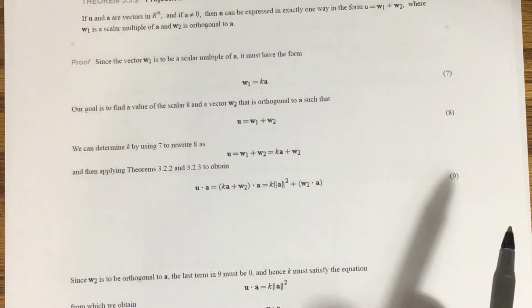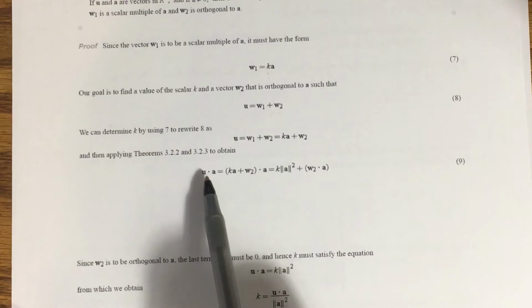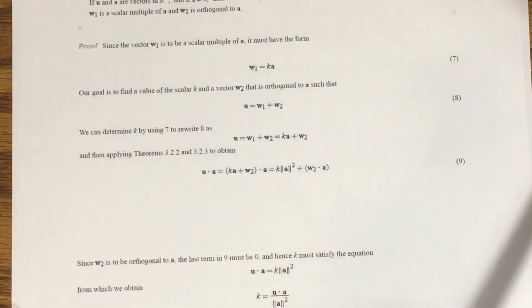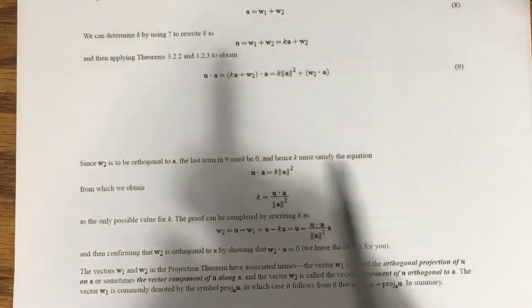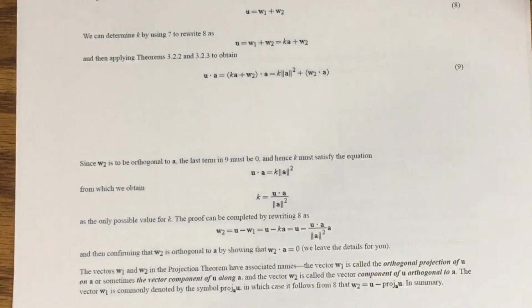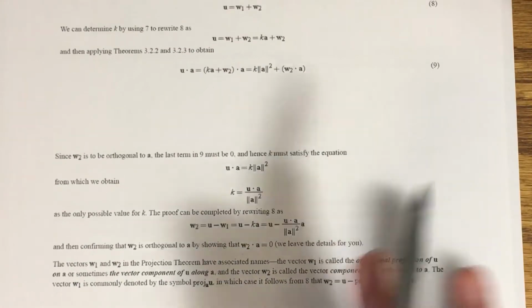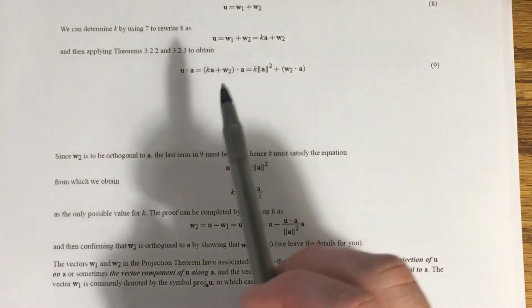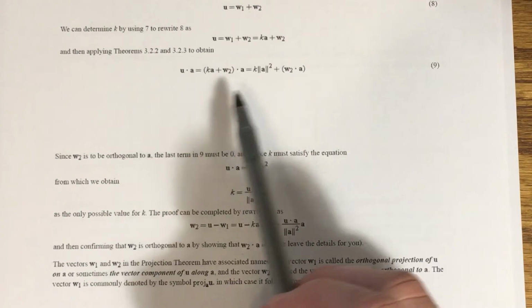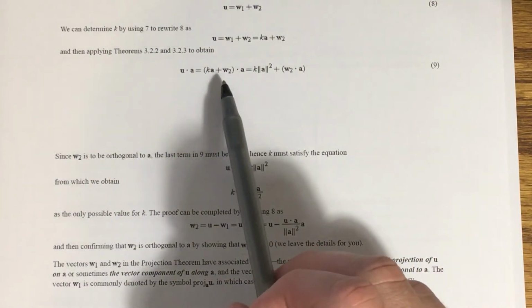Okay? So now what we're going to do is take a dot product of U with A and rewrite U in this form up here. And then we want to apply some properties that we already know about the dot product to write this in a specific form. So let's take a look at this here.